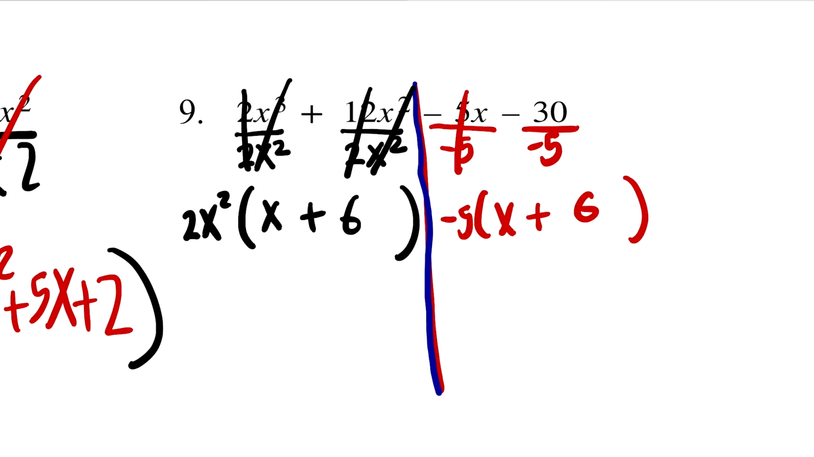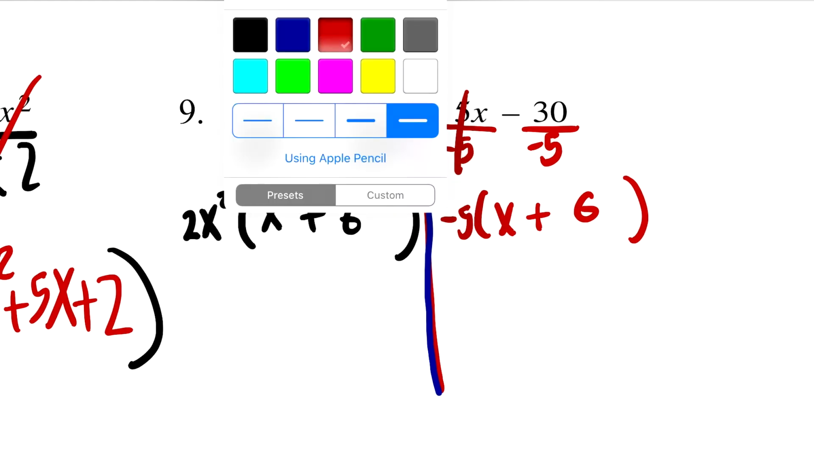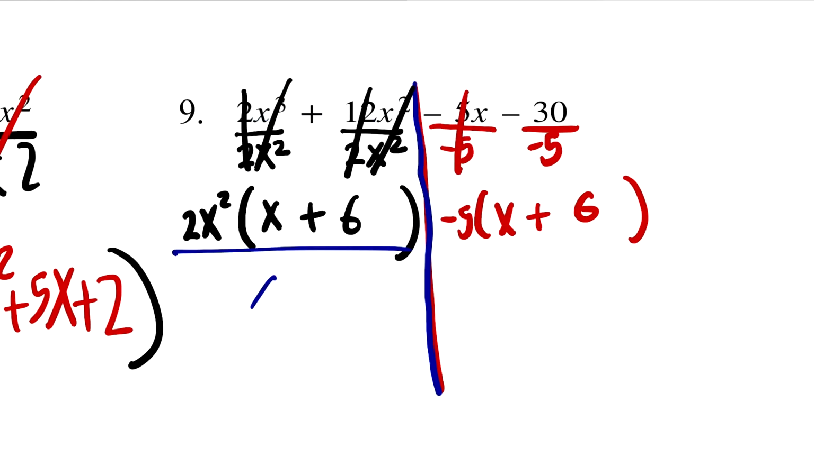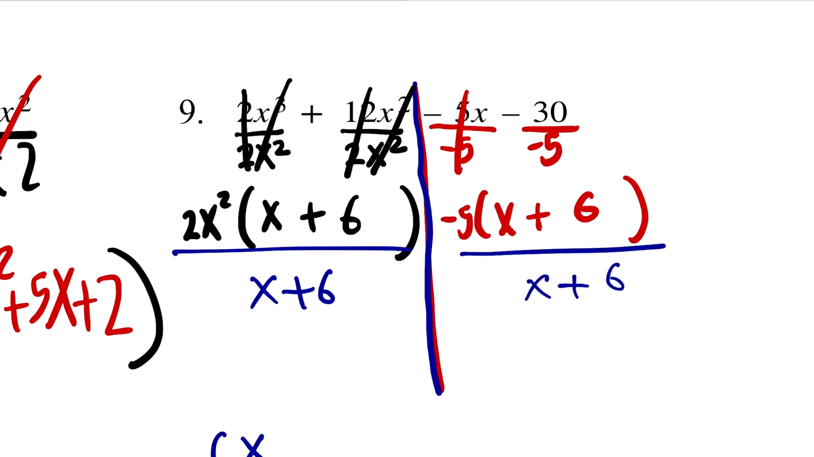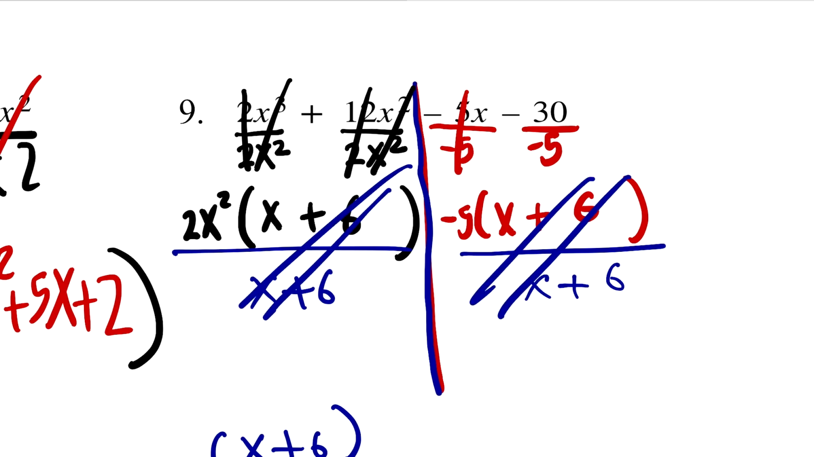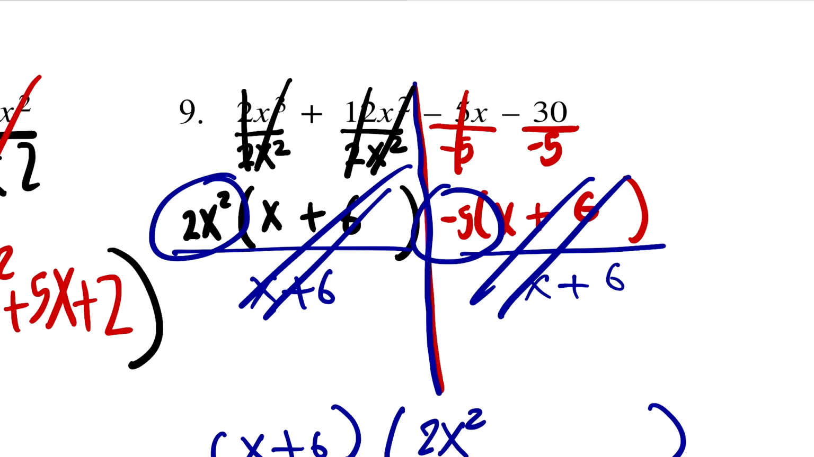Okay, now, what do these two guys have in common? Well, they have an x plus 6 in common. Awesome, x plus 6. See? So I take out an x plus 6. What's left on each side? Well, you got a 2x squared. And then you also have a -5. There you go. Great job.